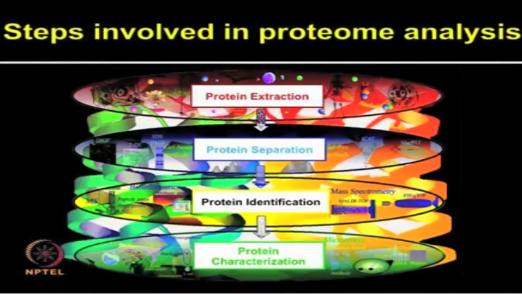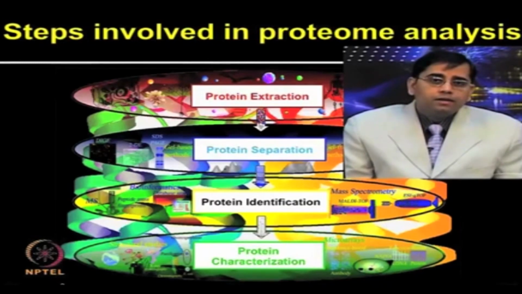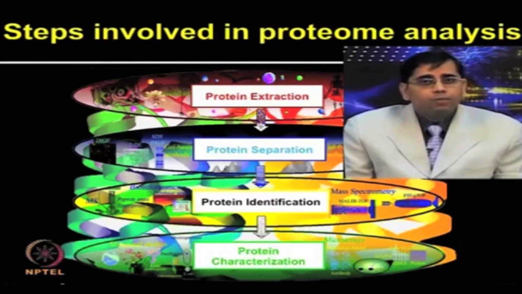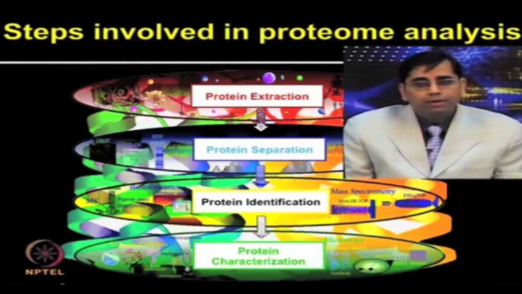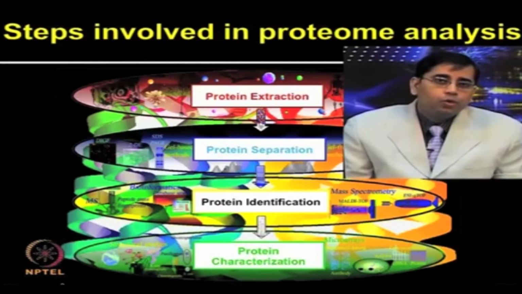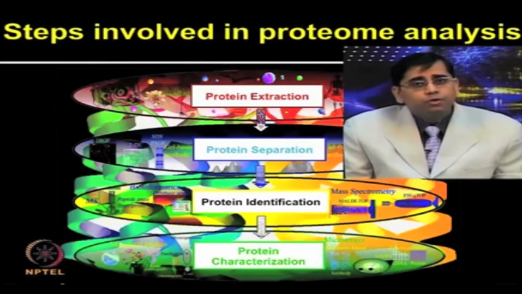What are the different steps involved in proteome analysis? As shown here: protein extraction, protein separation, protein identification and protein characterization. These are the major steps which are involved in proteome analysis. The protein extraction from whole cells, tissue or organism is the first requirement for proteome analysis.